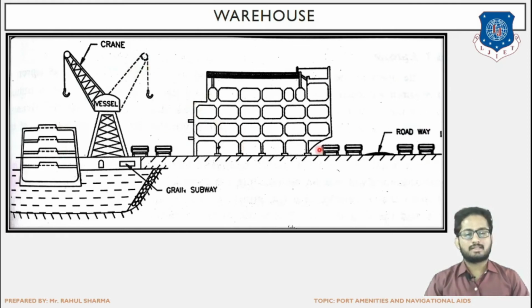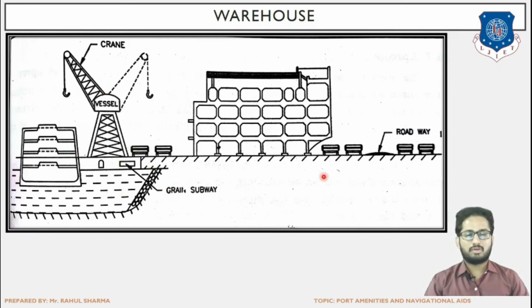Again, the roadway is the communication facility for transferring the cargo or commodity to the destination, and the grain subway is a subway beneath the land surface, used specifically when bifurcation or allocation is done for food products. If at a specific port the food products to be handled are more, then a conveyor facility can be provided, which will continuously carry the cargo or commodity to the warehouse. So it is a connection between the loading unloading platform and the warehouse.